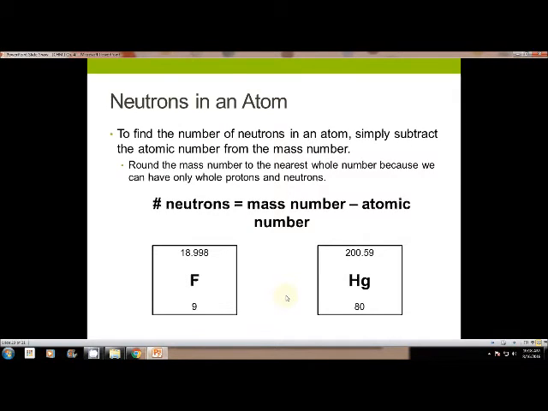The neutrons are not given in the box. You take the mass number rounded to whole minus the atomic number in order to find that. So with these two elements, F for fluorine and Hg for mercury, let's figure out the numbers of the protons, electrons, and neutrons.